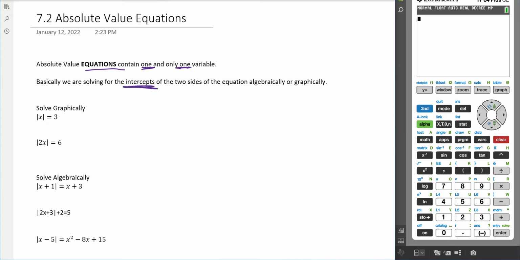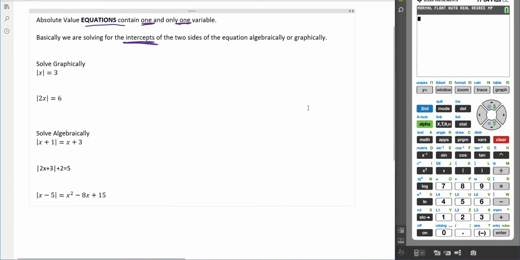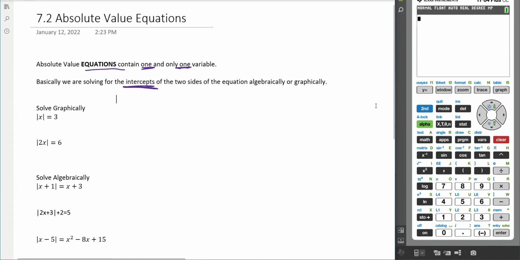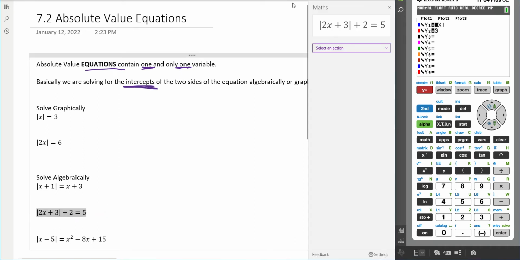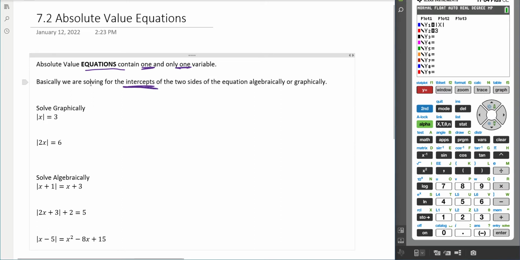Basically, we're solving for the intercept of the two different equations, so where they meet algebraically or graphically. Depending on what the question might ask you on an assignment or a test, you'll have to do the different methods. So let's do it graphically to start. I'm going to show you the first one, and then you can pause the video and try it out for yourself. You can try all of these graphically, and then try these ones algebraically with me.